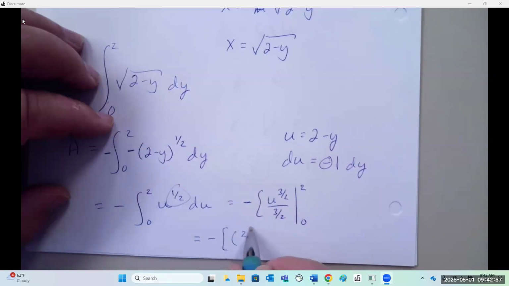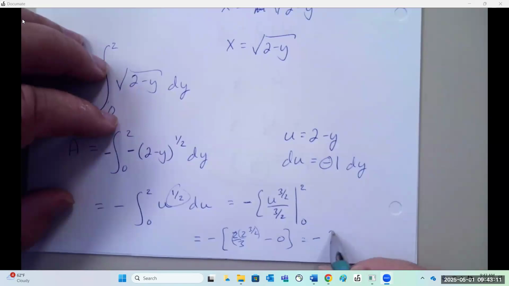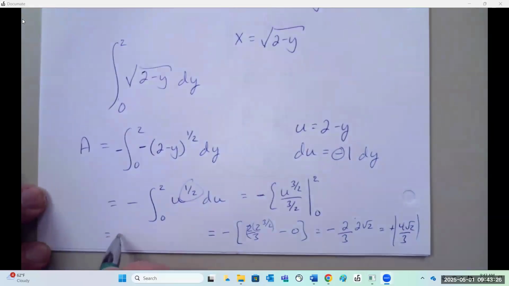Negative 2 to the 3/2 times 2 over 3, minus 0, makes it negative 2 over 3 times 2 square root of 2. Take the absolute value of it, because you never have a negative area. So the area we're looking at is 4 radical 2 over 3.